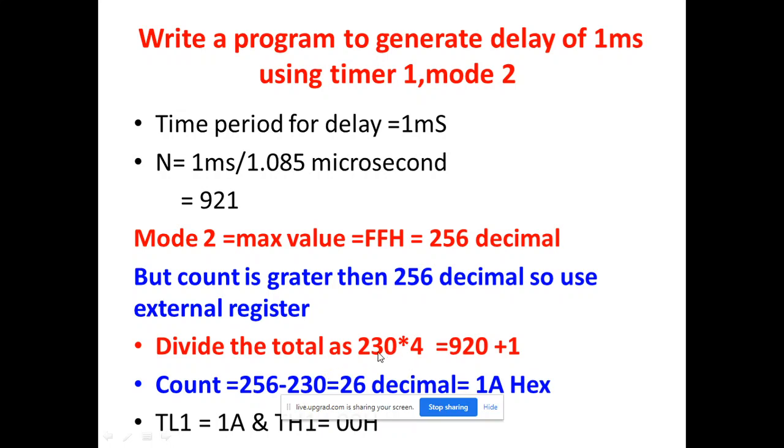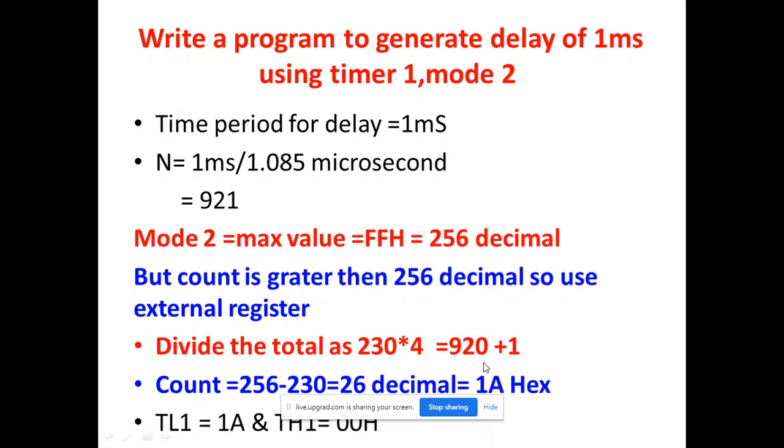And that's why this initial value we subtract from the maximum value, that is 256. The answer is 26. Convert that into hex, and that's why you put this value into the respective timer register. You are interested in timer 1, and that's why TL1 is equal to 1AH and TH1 is equal to 00H. In this fashion, 001A you place into the respective timer registers TL1 and TH1. Now you are done with that calculation.